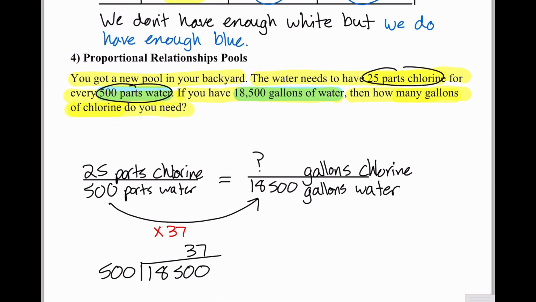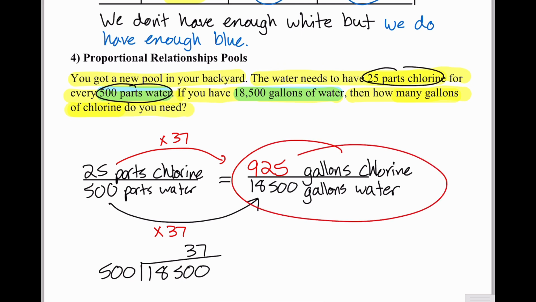So 500 times 37 is 18,500. And so similarly, we're going to multiply 25 by 37, and then we'll get our answer of 925 gallons. All right, and this is fine. You can leave that as a final answer.